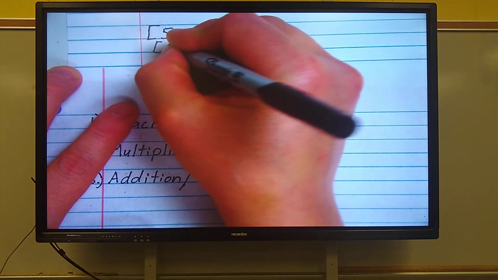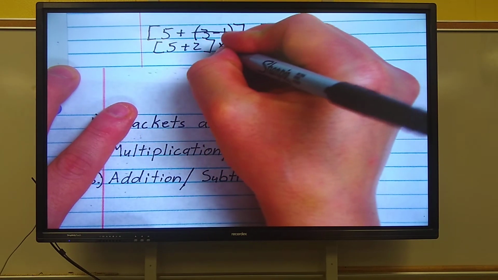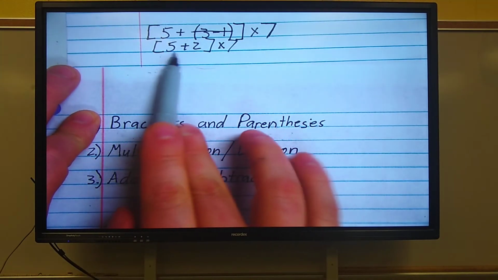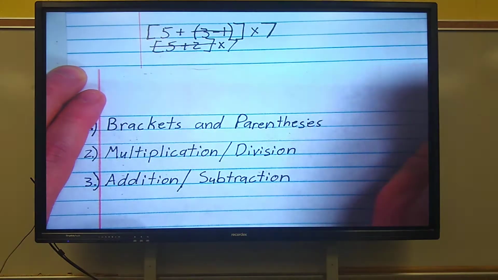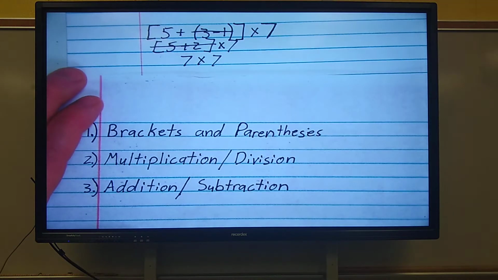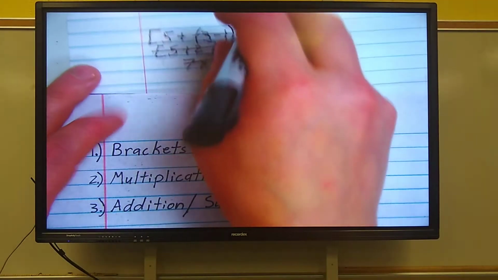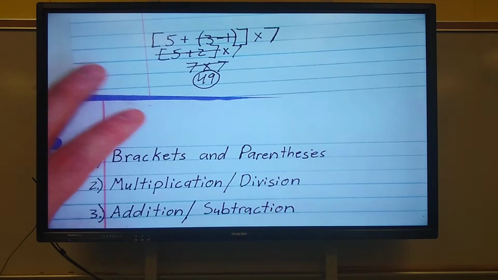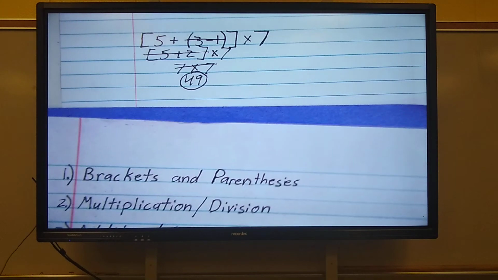So brackets, 5 plus 2, brackets, times 7. I brought the brackets down because I still have something left to do inside, which is 5 plus 2, which is 7. Bring down the times 7. Now the only thing left to do is to multiply. 7 times 7 is 49. That is the answer, 49. Check your work.